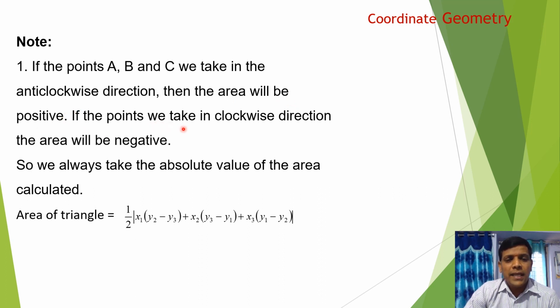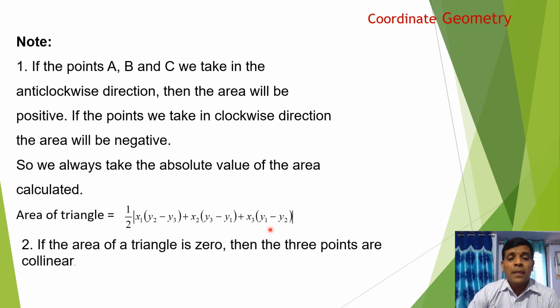If the points are taken in clockwise direction, the area will be negative. So we always take the absolute value of the area calculated. So area of triangle equals half mod x1 into (y2 minus y3) plus x2 into (y3 minus y1) plus x3 into (y1 minus y2). Very clear?